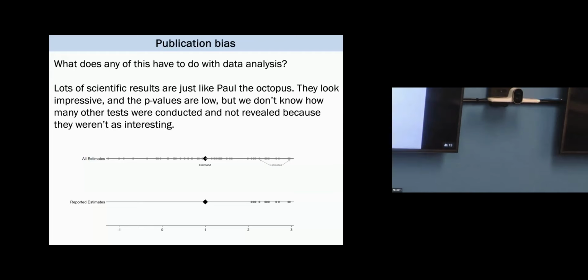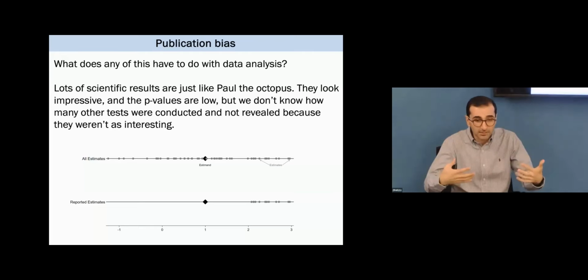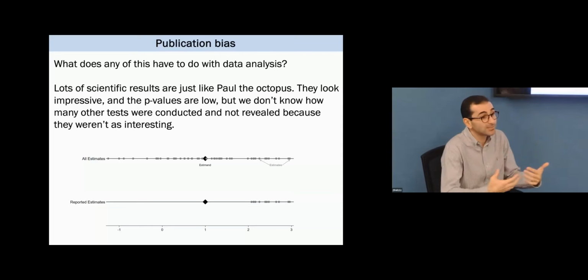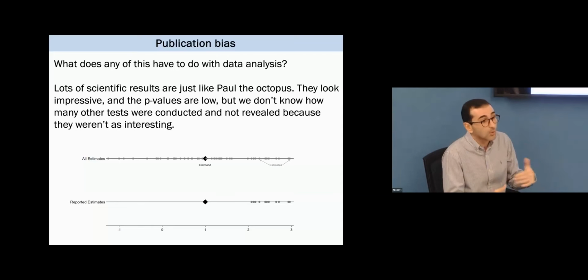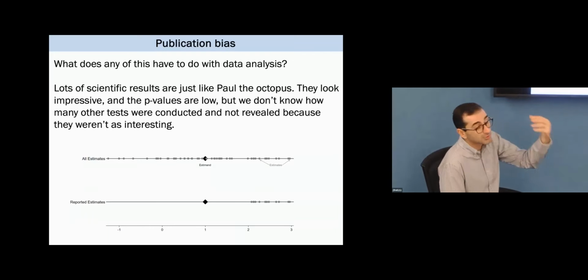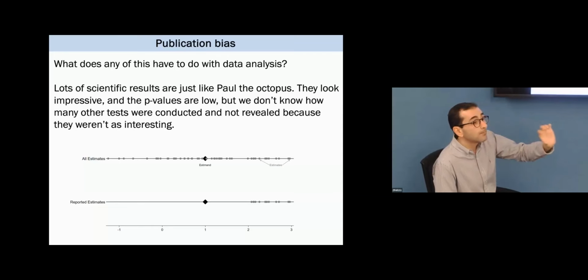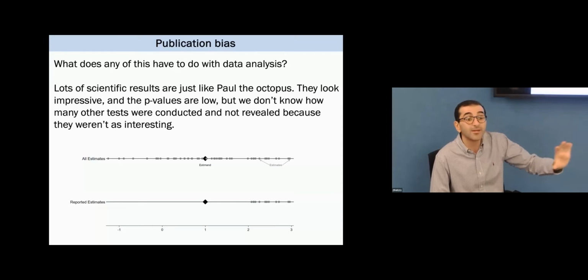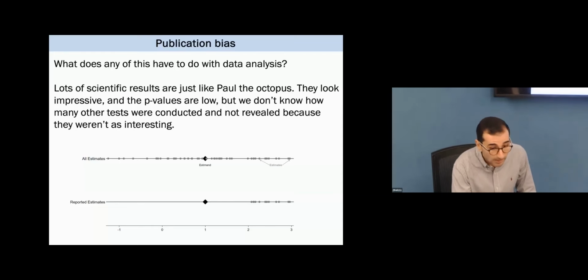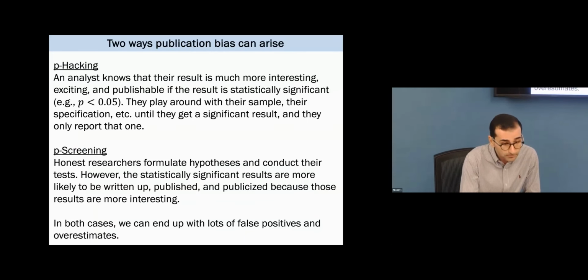So the takeaway is that if we are over-comparing, conducting a lot of hypothesis tests, by random chance we may get some of them to be statistically significant. So it's very important to find ways to overcome that issue and also be transparent and report any results that we may get. Now, there are two ways that publication bias can arise. The first one is what we call p-hacking.